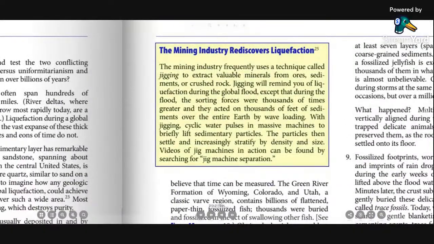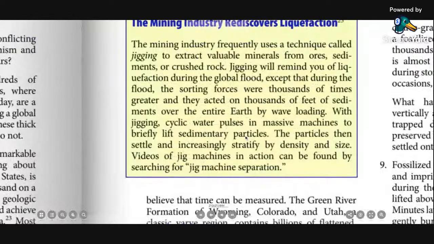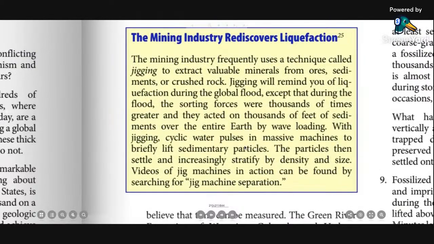The mining industry rediscovers liquefaction. The mining industry frequently uses a technique called jigging to extract valuable minerals from ores, sediments, or crushed rock. Jigging will remind you of liquefaction during the global flood, except that during the flood, the sorting forces were thousands of times greater, and they acted on thousands of feet of sediment over the entire Earth by wave loading.